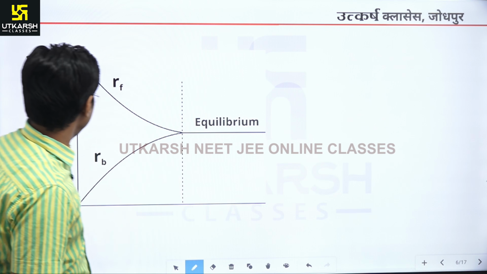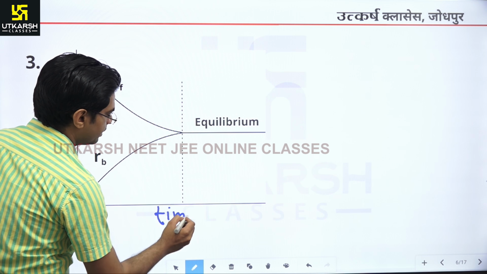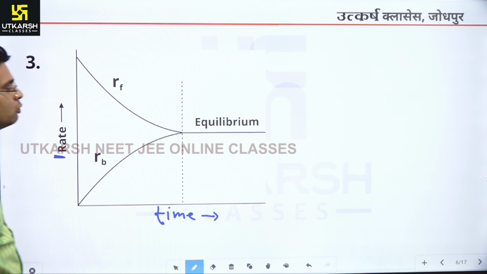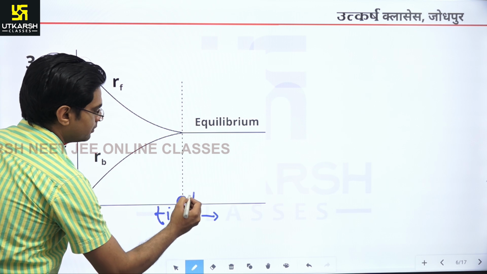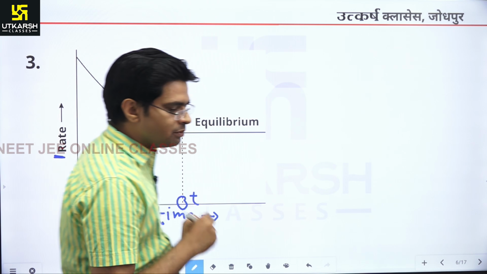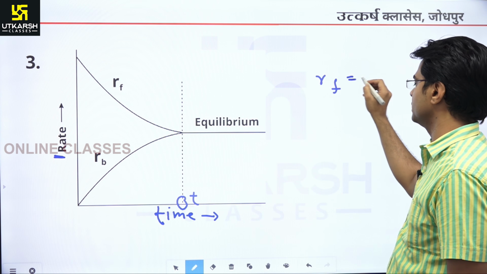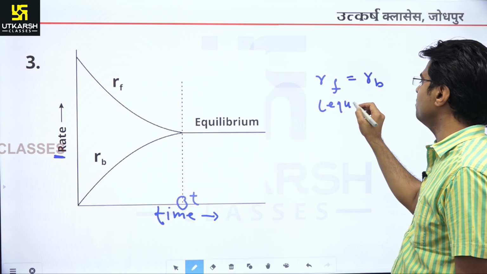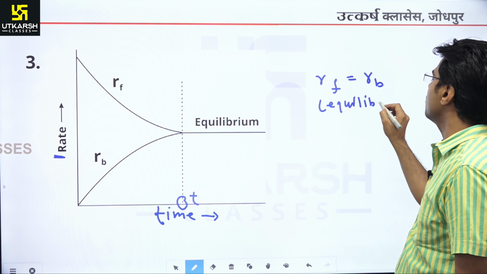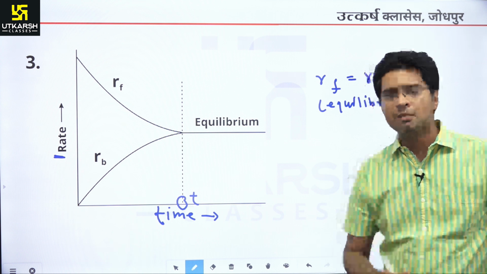Okay. Now we are moving towards the third plot. That is the plot between the rate and the time. So what do we observe? This point T represents the state of equilibrium, because RF becomes equal to RB. As we have already mentioned, for any equilibrium state we need RF to be equal to RB. This is the basic condition required for equilibrium. RF should be equal to RB.